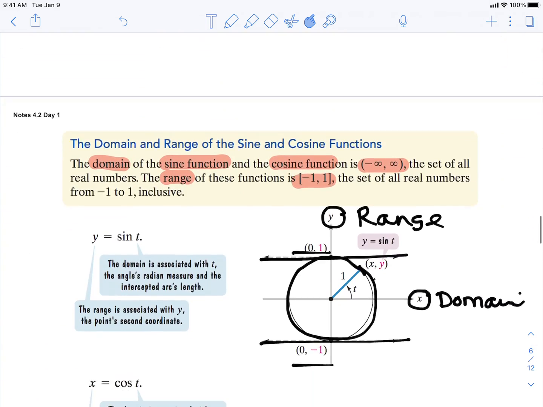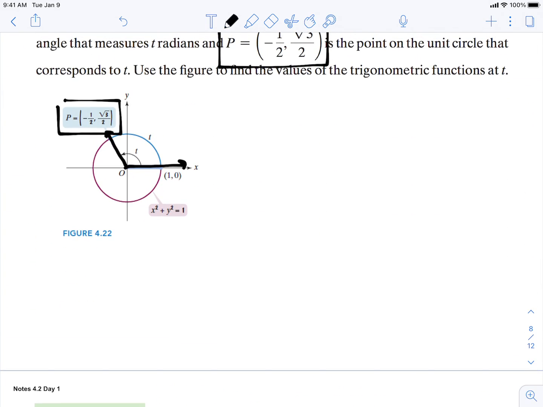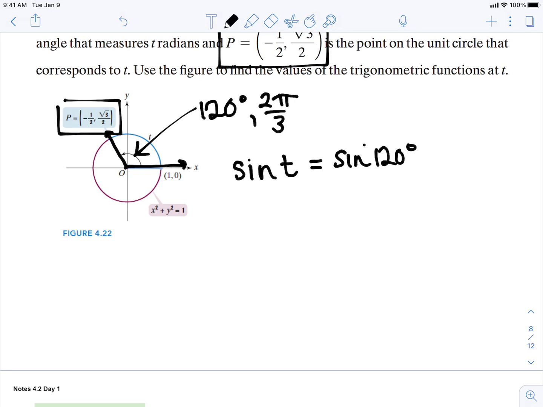So I'm just going to add that to this slide. So this angle here is 120 degrees or 2 pi over 3. And what we're going to do is find the 6 trig functions. So we'll start off by finding the sine of t, which is 120 degrees. What is the sine of 120 degrees? Well, that's going to be your y value. So we go to our y. This is our y. And that exactly is the square root of 3 over 2.